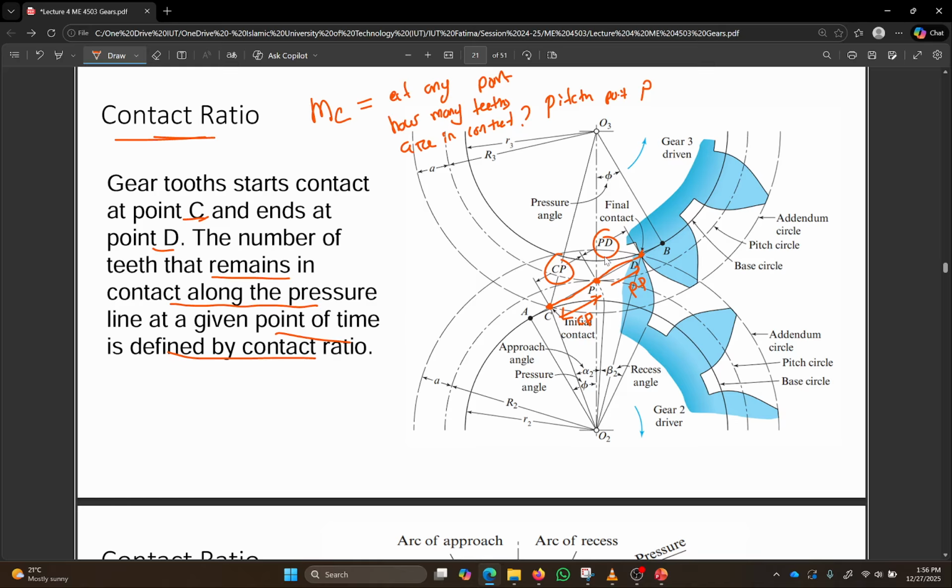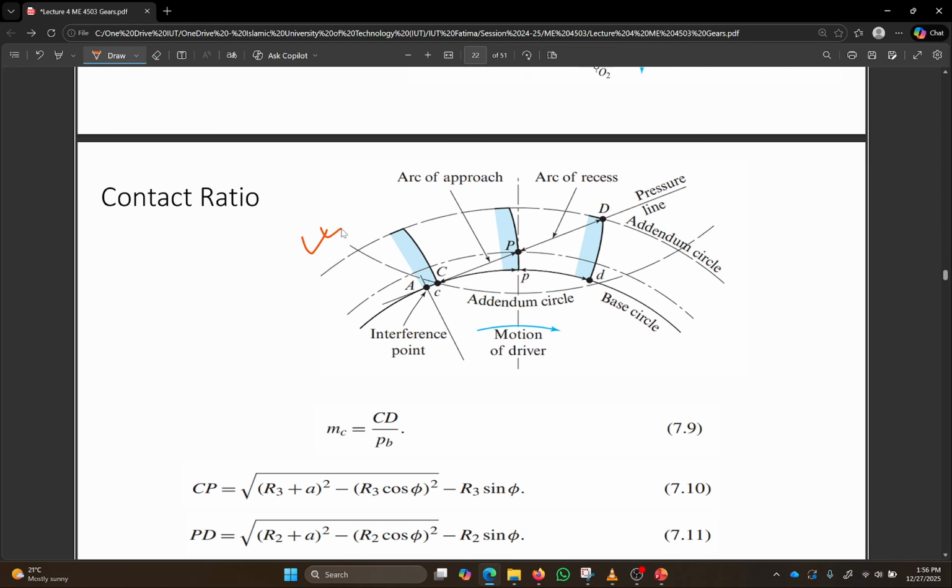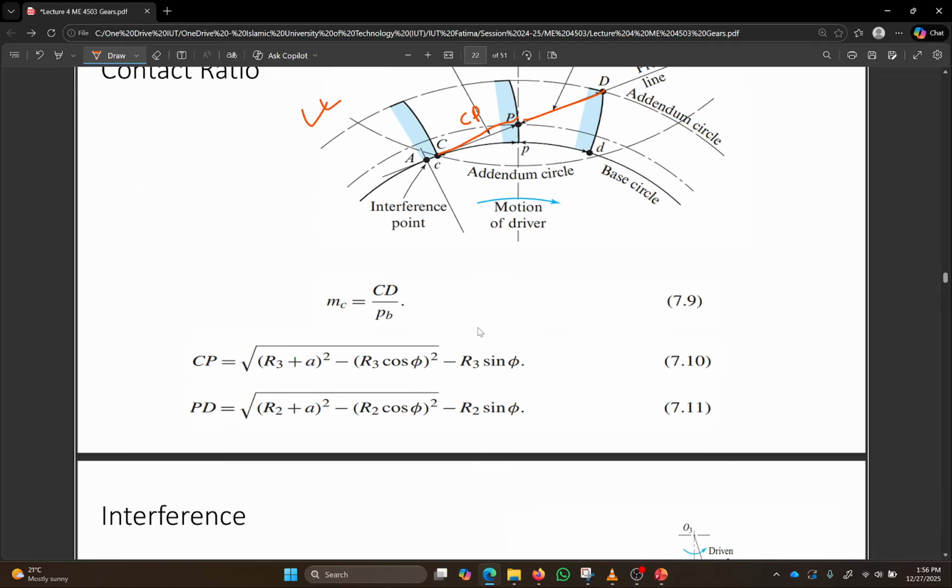If you use geometry and the pressure angle and everything, you can look in Shigley. In Shigley, it's very properly explained and derived. I won't go for the derivation. Again, there's another figure that shows the arc of approach and the arc of recess. Basically this length CP is the arc of approach, and this length PD is the arc of recess. Use pressure angle, geometry and everything to derive this. The contact ratio, the number of teeth in contact at any given point, MC, is denoted by the contact length.